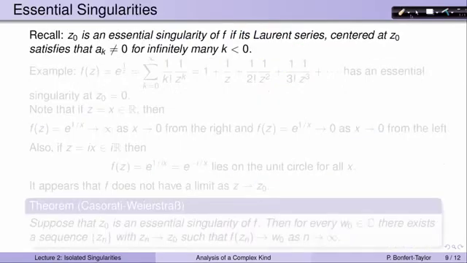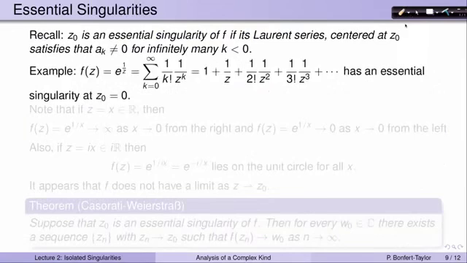Finally, let's look at essential singularities. Remember that an essential singularity means that the Laurent series of f has infinitely many negative powers of z minus z0. Here's an example. f of z equals e to the 1 over z. How do I find the Laurent series? We remember the Taylor series for the exponential function. e to the w is equal to 1 plus w plus w squared over 2 factorial plus w cubed over 3 factorial, and so on, and this is actually true for any w. So this is the Taylor series centered at 0.